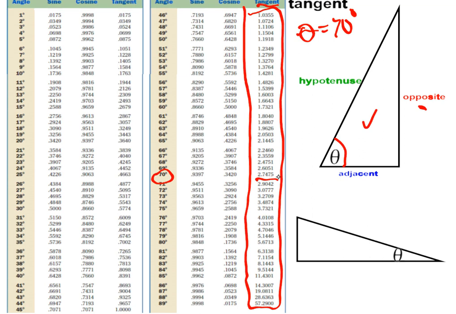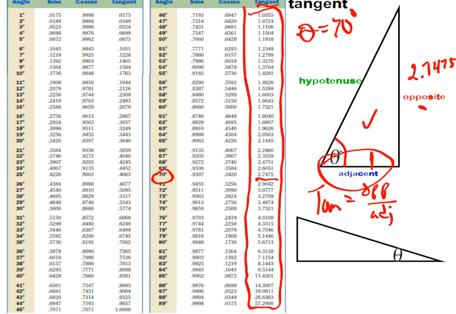Well, we know that tan is equal to opposite over adjacent. And if we have 2.7475, that means that if adjacent is 1, then this is going to be 2.7475. And it would make sense that this distance doesn't look nearly as long as that distance. So that part all makes sense.